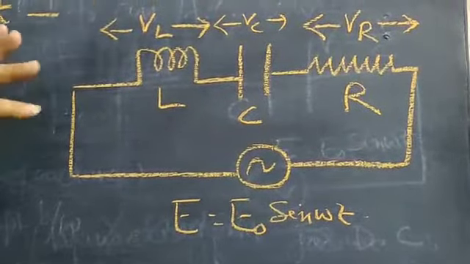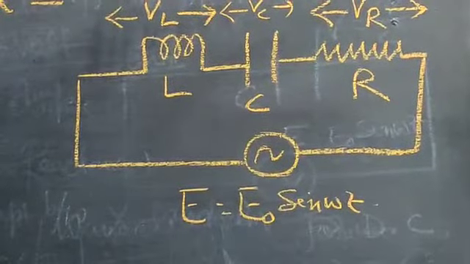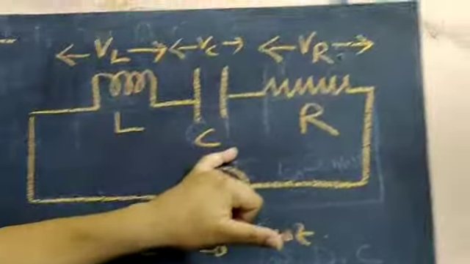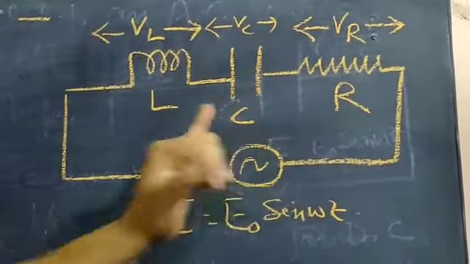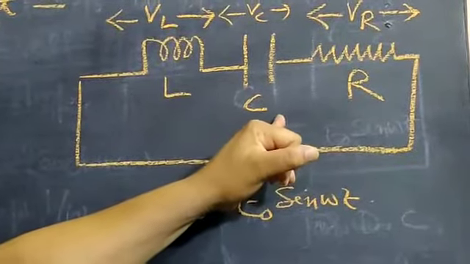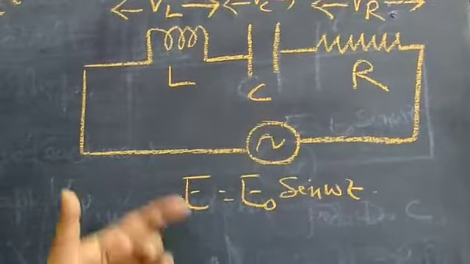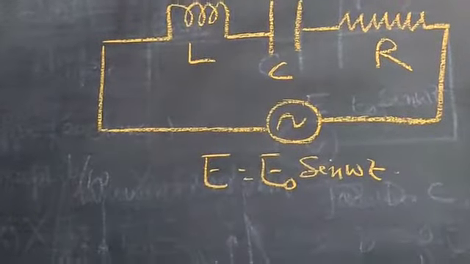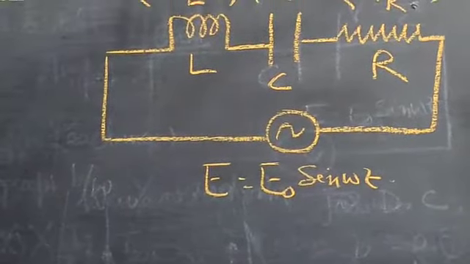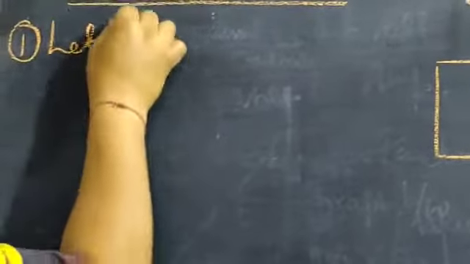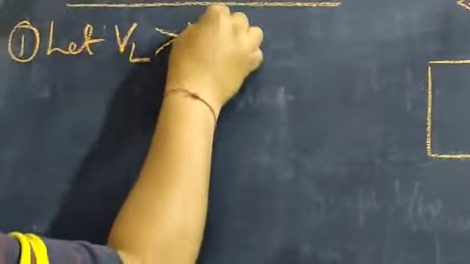Now, there can be three situations. First, VL can be greater than VC, or second, VL can be lesser than VC, and third, VL and VC can be equal to each other. So let me first discuss the case where VL is greater than VC.